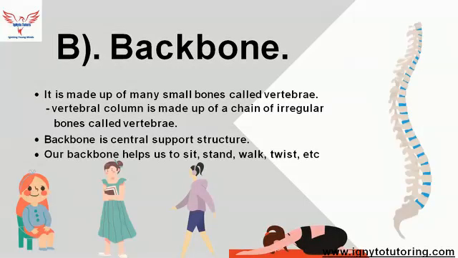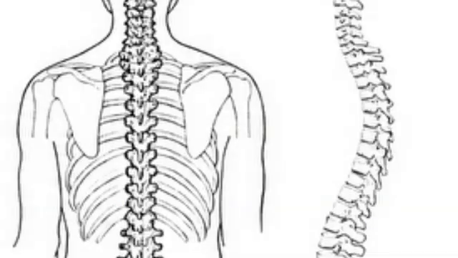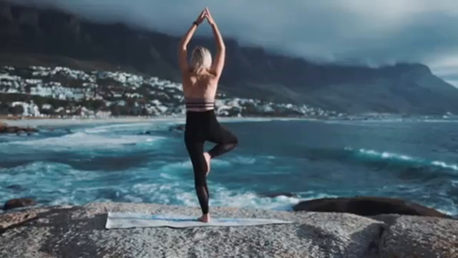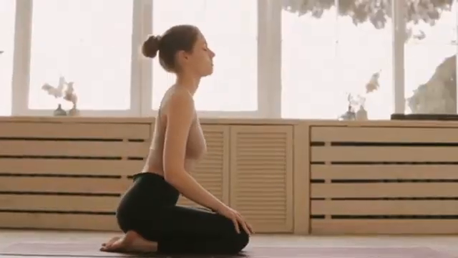The next type of bone is backbone. Now, backbone is made up of many small bones called vertebrae. Vertebral column is made of a chain of irregular bones called vertebrae. Backbone is the central support structure. Our backbone helps us to sit, stand, walk, twist, etc.